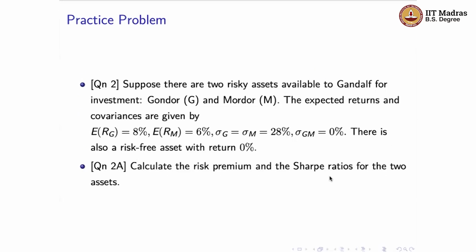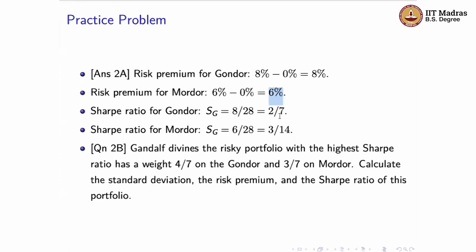And what's the Sharpe ratio? Well, the Sharpe ratio is the risk premium divided by the standard deviation. We have calculated the risk premiums, so we can easily calculate the Sharpe ratio since we are given the standard deviations. We end up getting that the Sharpe ratio for Gondor is 8 by 28, or 2 by 7, and the Sharpe ratio of Mordor is 6 by 28, or 3 by 14.